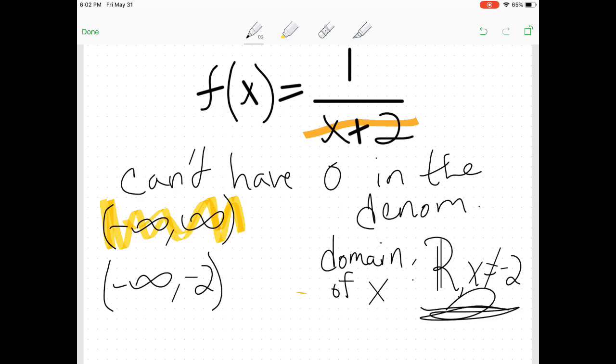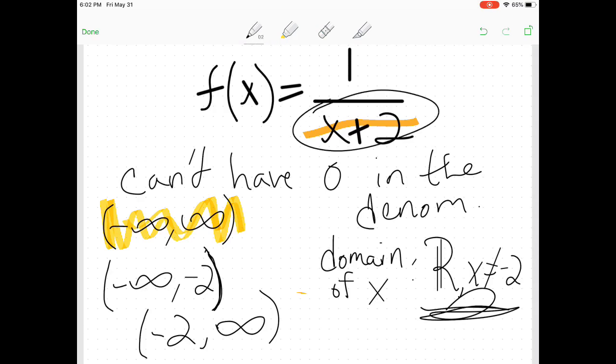I do not want to include the -2, so that's why it's just a parentheses here. And then I also want to have all the numbers from -2 up to infinity. That makes sense. You just want all the numbers from -infinity up to infinity, but we need to exclude this value -2, because -2 is going to make the denominator equal to 0. We do not want that.